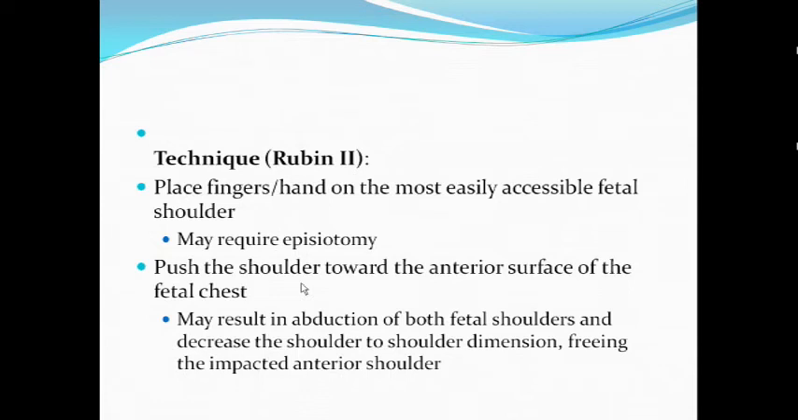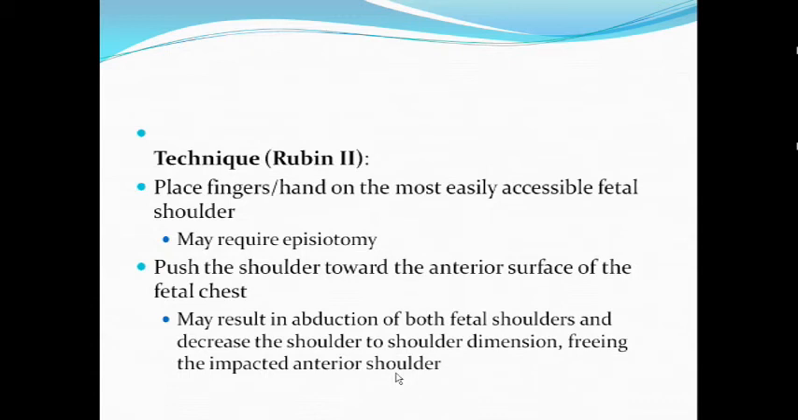What you will do is dislodge the anterior or posterior shoulder from the AP, that is the bisacromial diameter. So when you are pushing the shoulder towards the chest, you dislodge the shoulder and the bisacromial diameter decreases. Pushing the shoulder towards the anterior surface of the fetal chest may result in abduction of the fetal shoulder and decrease the shoulder dimension, freeing the impacted anterior shoulder. So when the bisacromial diameter decreases, the baby will dislodge and the baby will deliver.